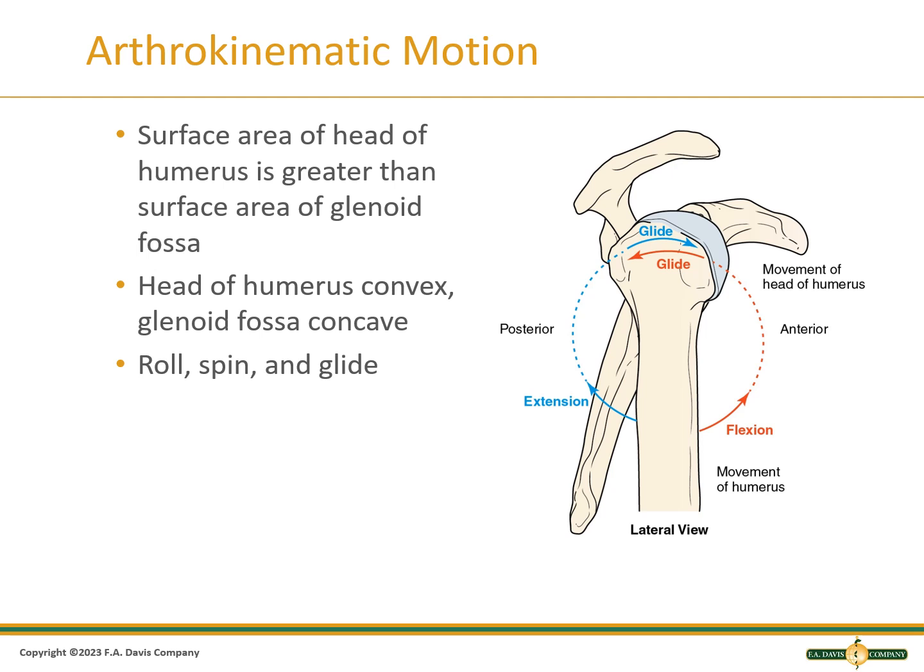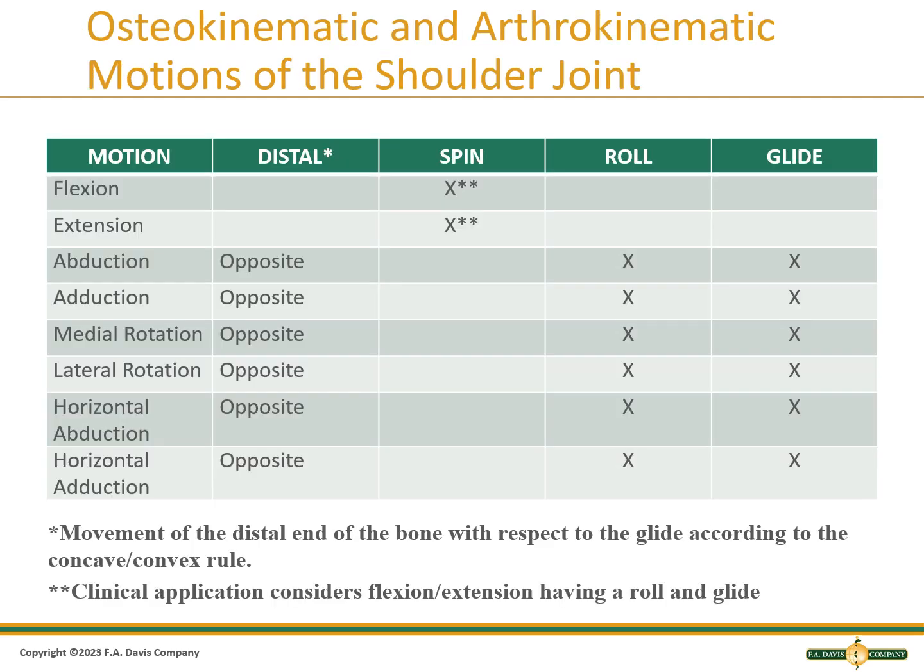We need to remember that most of our upper extremity motions are open chain motions, and so I believe your textbook only talks about them from an open chain motion. So looking at this chart here, flexion and extension in your textbook is a spin. However, clinically, we look at flexion and extension as having a roll and a glide. So for flexion, we would have an anterior roll and a posterior glide, and for extension, we would have a posterior roll with an anterior glide.